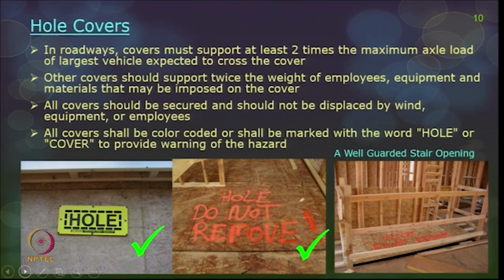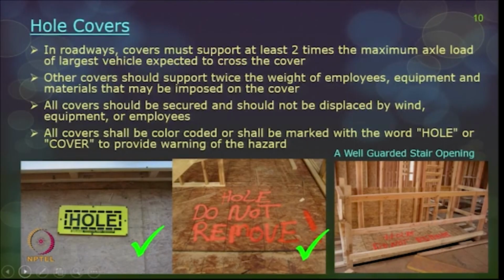You can have hole covers. Again, there are so many ways of thinking about what can be a right cover and how to identify and show that it is a hole cover. If you want to put it on a roadway, then this cover should at least support 2 times the maximum axle load of the largest vehicle that has passed through that cover. In a given day, maybe you think of a very large vehicle that is supposed to cross the roadway, and the maximum axle load of that largest vehicle, at least 2 times that load, the cover must be able to tolerate.